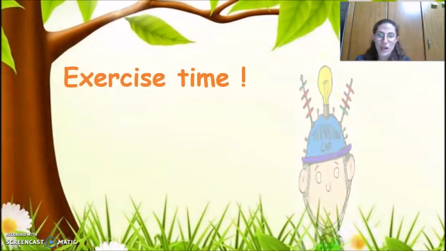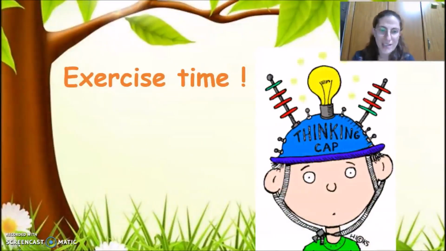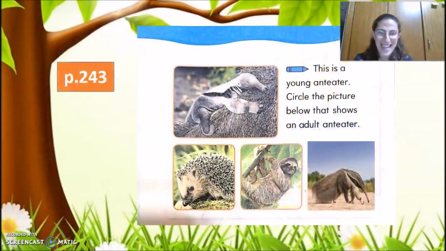Exercise time. Let's wear our thinking caps on. Are we ready? We are open to page 243. They're telling us that this is a young anteater. Circle the picture that shows an adult anteater. So in this picture, they showed us a young anteater. We have to circle one of these three pictures that shows an adult anteater. How can I know which one is the adult anteater?